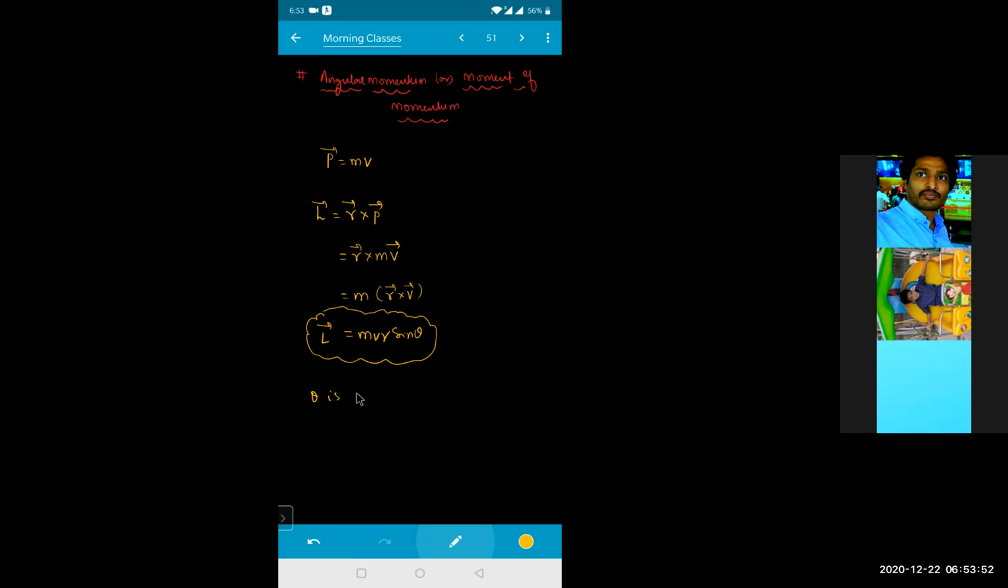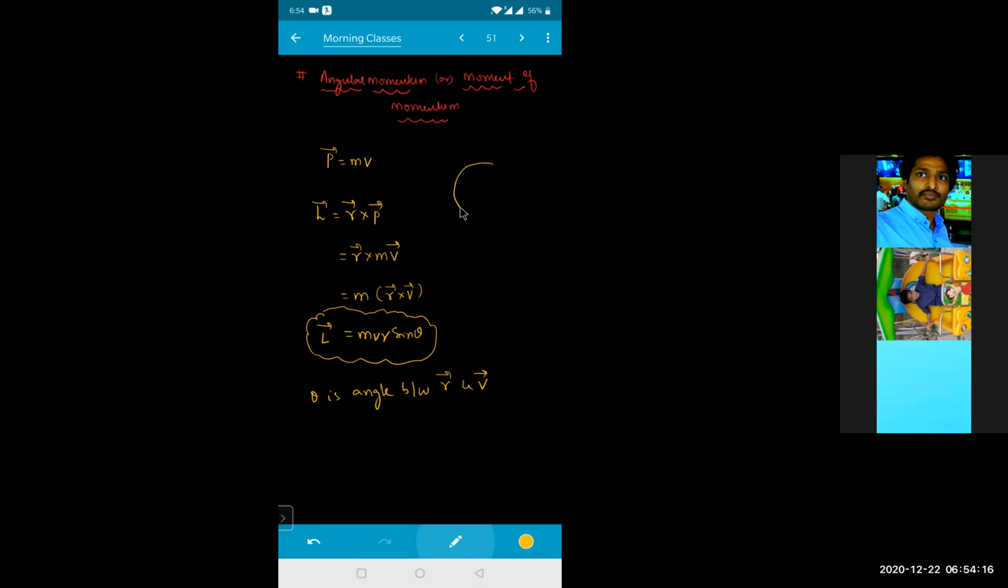Theta is the angle between r bar and v bar. If a particle is moving in a circular path of rotation, then angular momentum is given by the formula L is equal to m v r into sine theta.